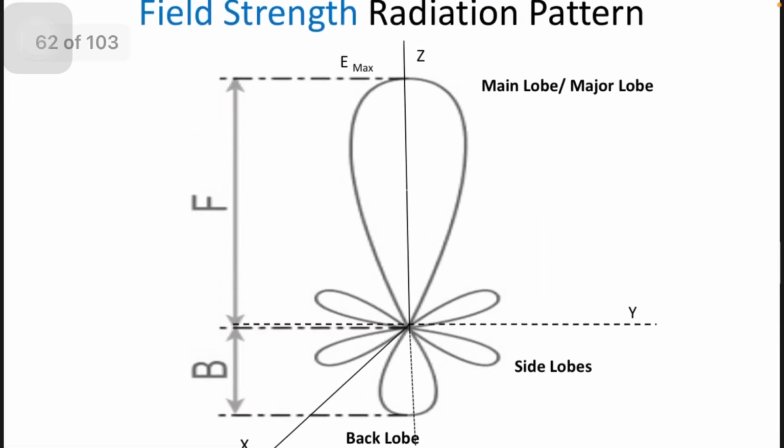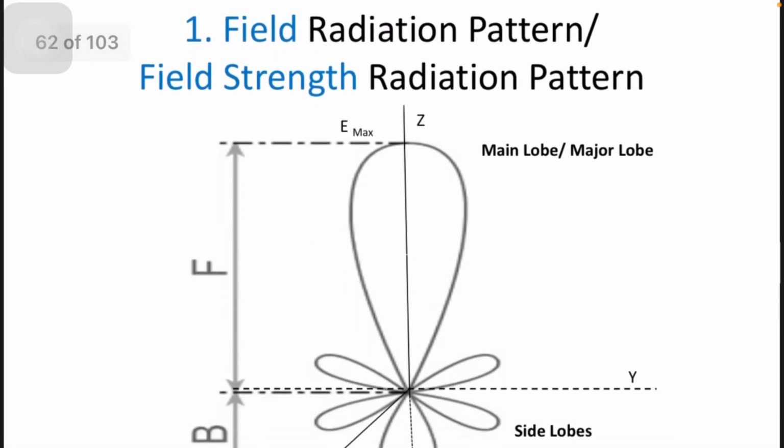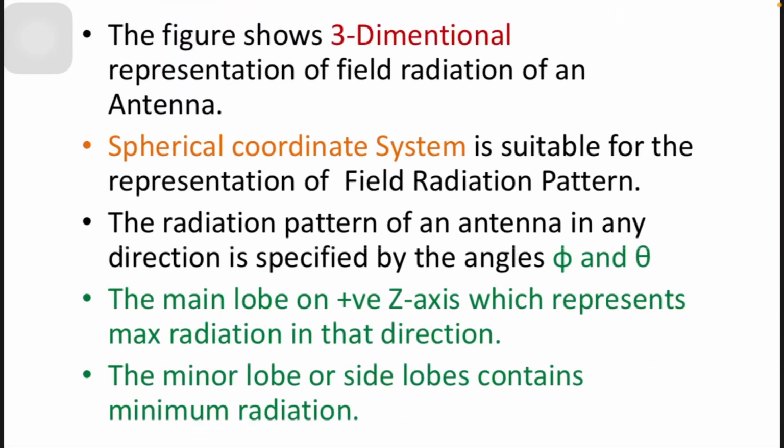The diagram of field radiation pattern or field strength radiation pattern. The figure shows three-dimensional representation of field radiation of an antenna. Spherical coordinate system is suitable for the representation of field radiation pattern. The radiation pattern of an antenna in any direction is specified by the angles phi and theta.